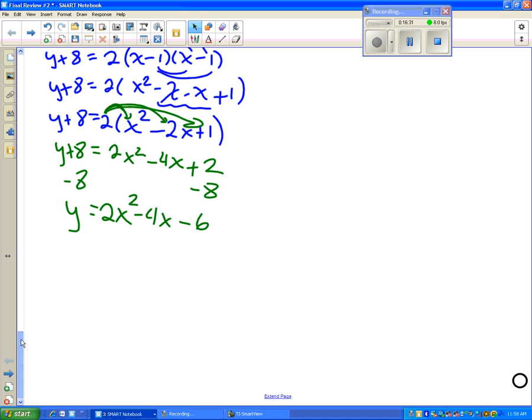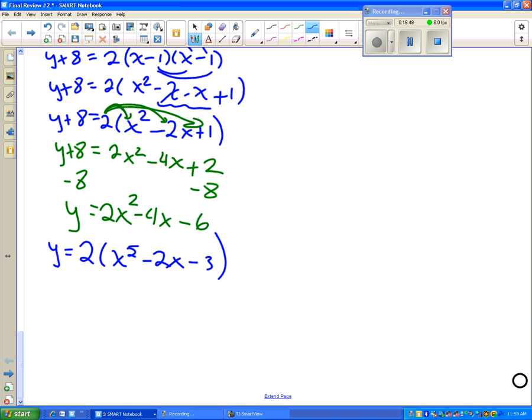But I'm still not done. This is polynomial or standard form. They asked for it in factored form, so I need to factor this. I need to start by taking out a greatest common factor, the 2.